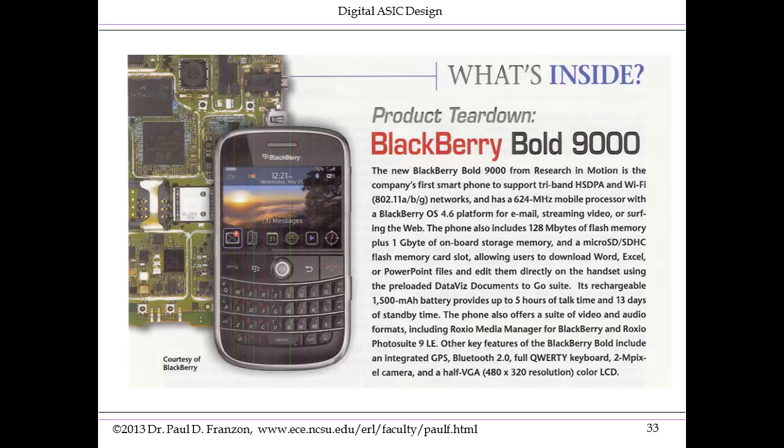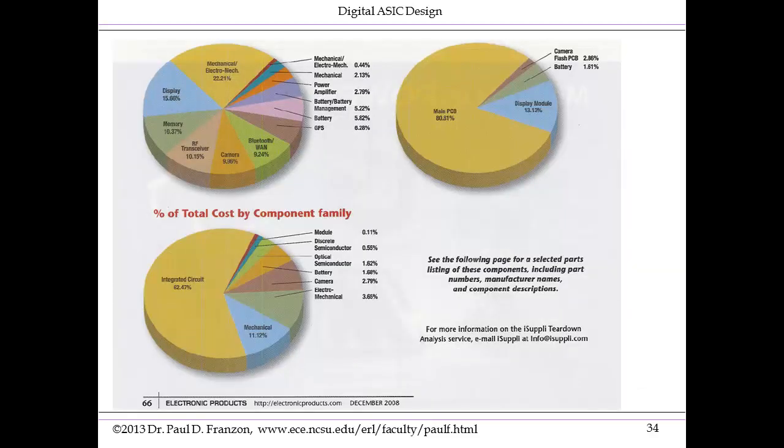Here, for example, is the BlackBerry Bold. This is a teardown provided by Design Electronics. And this first page just gives a summary of the capabilities of the mobile platform. The second page here breaks down the mobile platform by various structures, for example, total costs on the bottom left-hand side by function. As you can see, the total cost is well dominated by the integrated circuits within this product. And of course, you can see other subproducts here, including cameras, electromechanical, and so on.